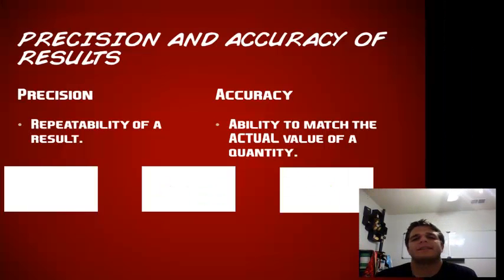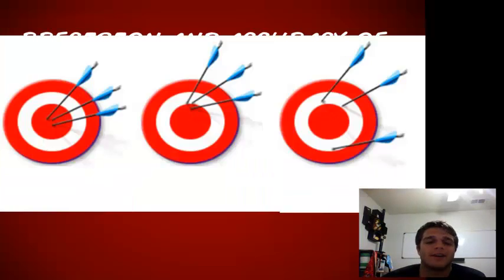That brings us to the last little topic of discussion for this chapter, or this unit. Precision and accuracy of results. What is precision? What is accuracy? I know you've probably heard these terms thrown around a lot, but what do they mean in terms of data? Well, precision is the repeatability of a result, and accuracy is the ability to match the actual value of a quantity. So that may sound like a bunch of mumbo-jumbo, but I'll give you a few examples.